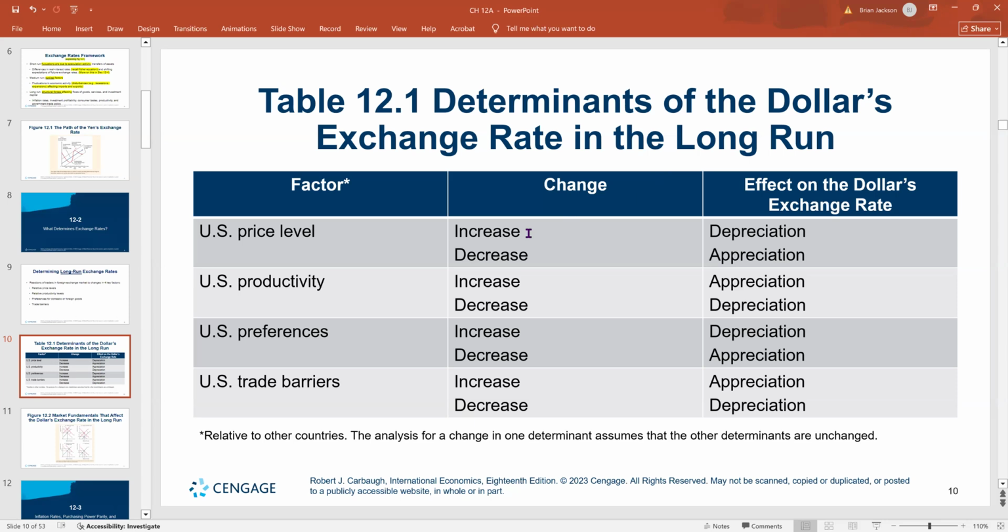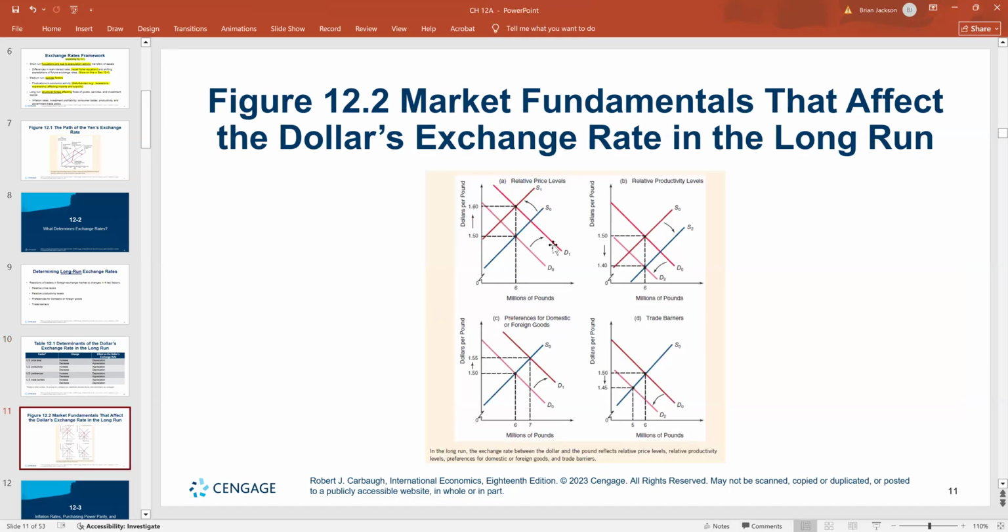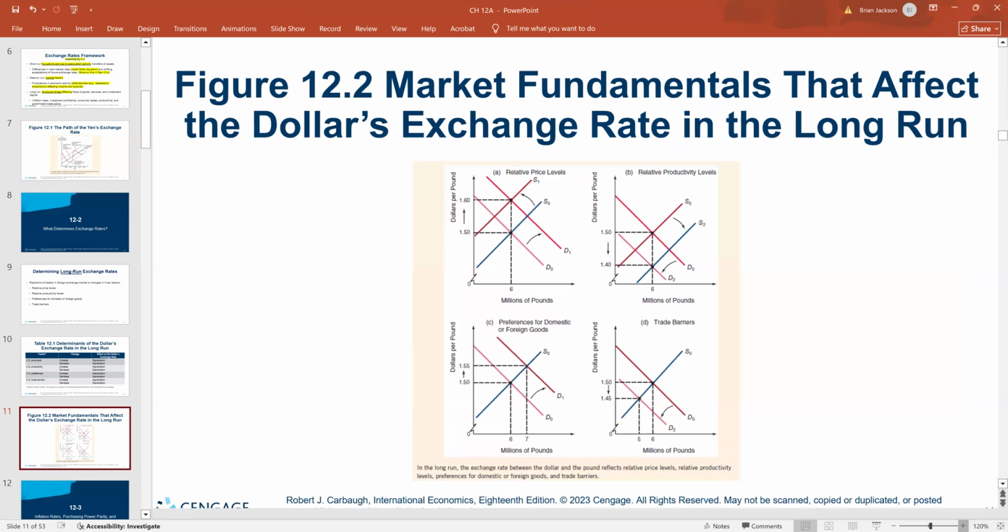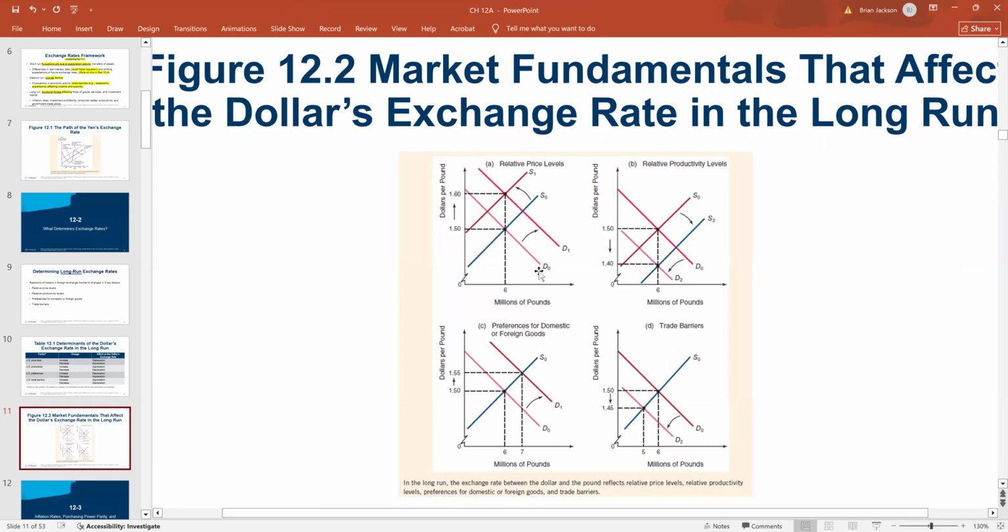And so the demand for the pound would increase. And if the demand for the pound increases, that is, there is a rightward shift in the demand for the pound curve, then that would cause a depreciation for the U.S. dollar and appreciation in the British pound. So we see that here, say, in this first diagram. I hope you can see that. Let me see if I can blow this up. But this first one is the result of an increase in the price level in the United States.